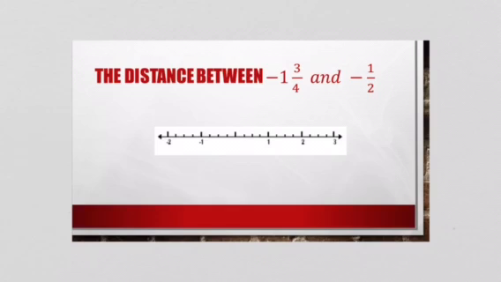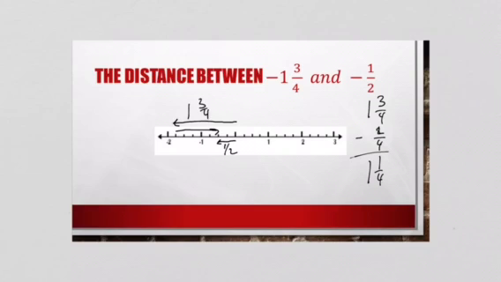What about this one? It's 1 3/4 units this way, and it's 1/2 of a unit in that same direction, because they're both negative. So how far apart are they? How far is it from here to here? Well, the easiest way would be to subtract their absolute values on this one. So 1 3/4 minus 1/2, which we're going to write as 2/4. We need that common denominator, and we'll get 1 1/4. So they're 1 1/4 units apart.